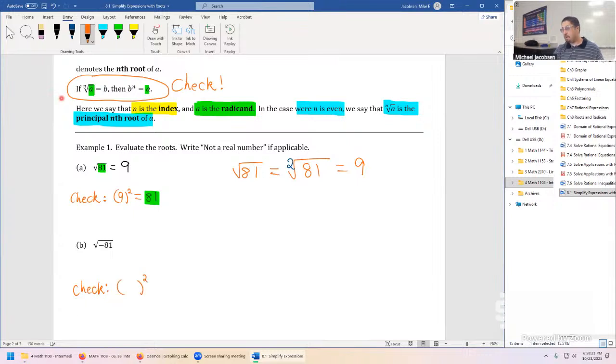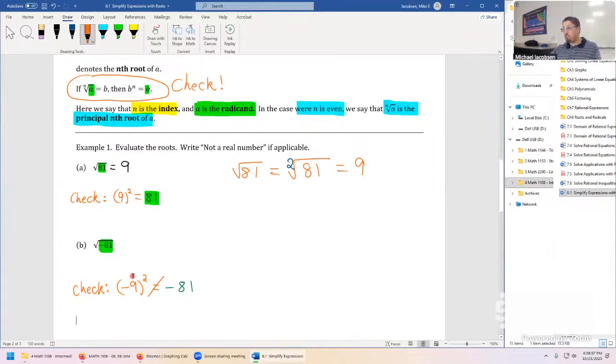Take something to the power of 2, and it has to, no matter what, come out as a negative 81. And we could try all sorts of things. If we try, say, positive 9, that absolutely doesn't work, right? 9 squared is 9 times 9. It's a positive 81, so this doesn't work at all. If you try a negative 9, that also doesn't work because negative 9 times negative 9 is positive 81. We'll never get a negative 81.